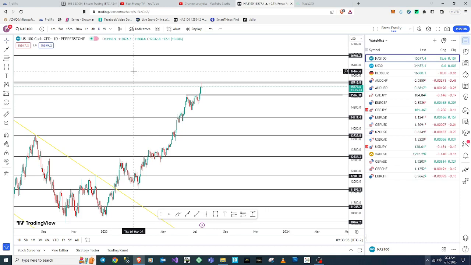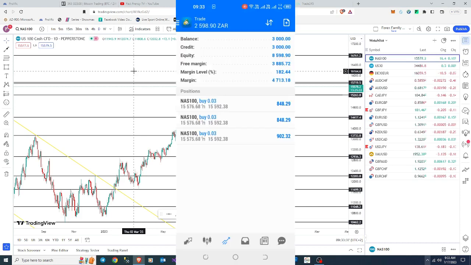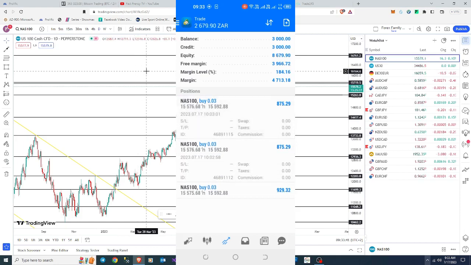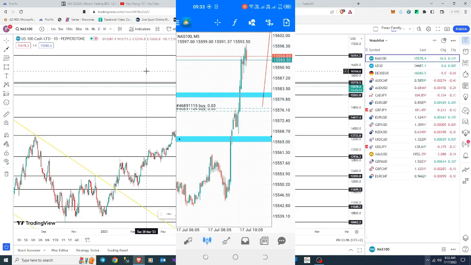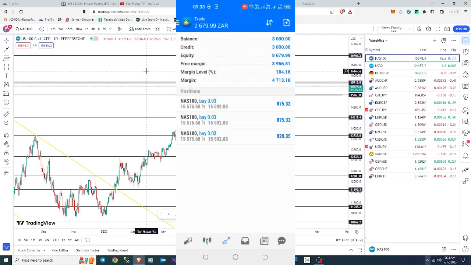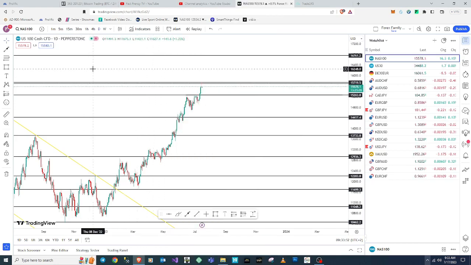It's running with 2.5, 2.6 right now. Yeah, let me just show you the screenshot that I'm still holding the trade. So this is basically what it's doing right now. We can see this is what it's doing. I think I might close this trade much quicker, but yeah, let me analyze the market.